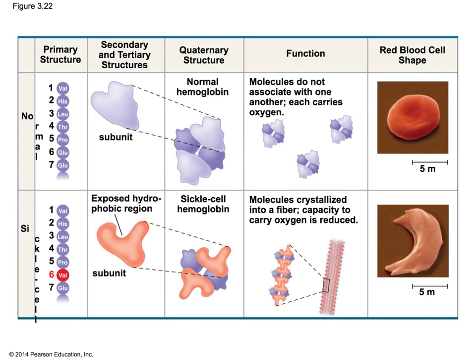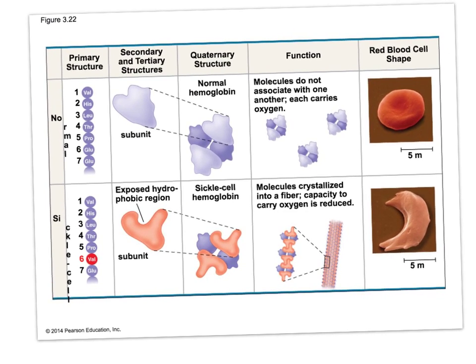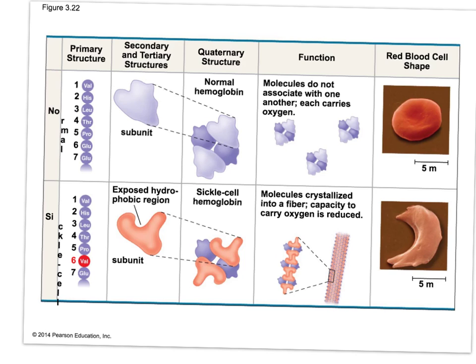So here's normal hemoglobin up top. And what it does, the subunits, the molecules don't associate with each other. They bind oxygen, happy, with the red blood cell's characteristic shape.